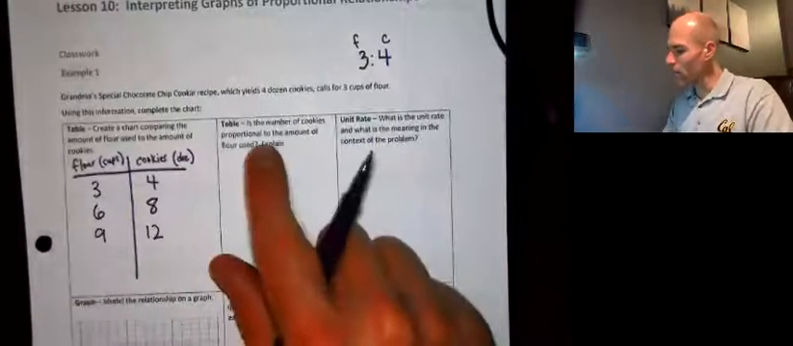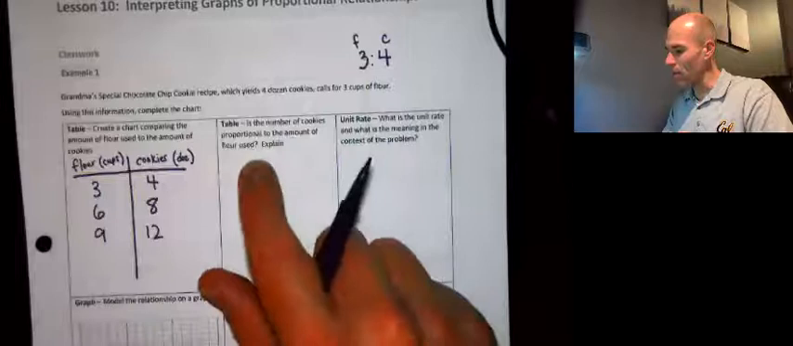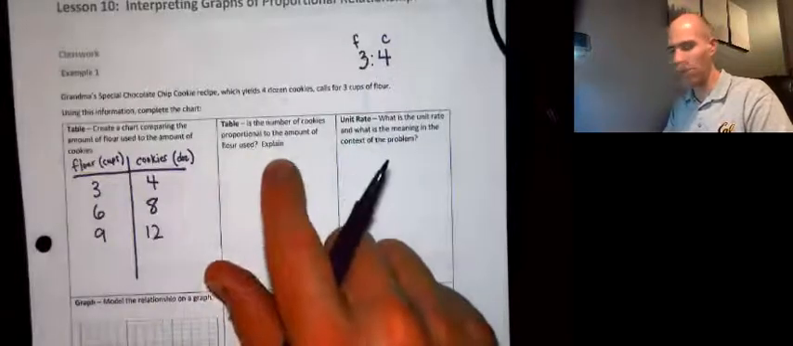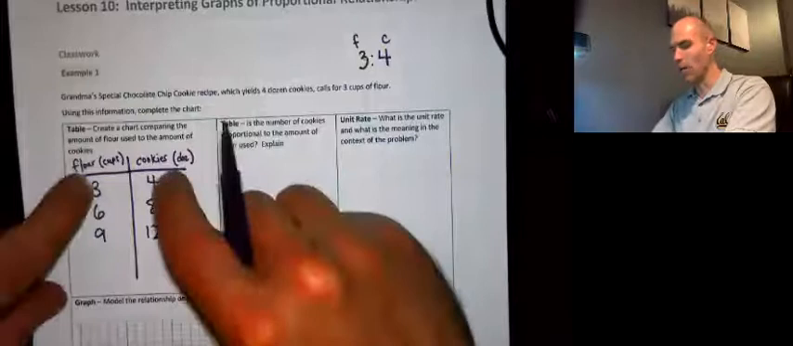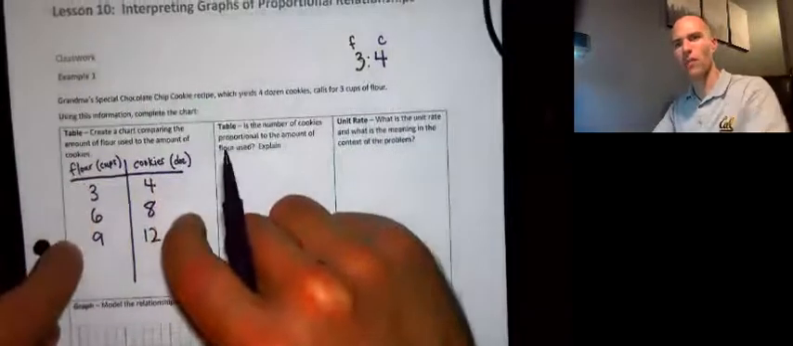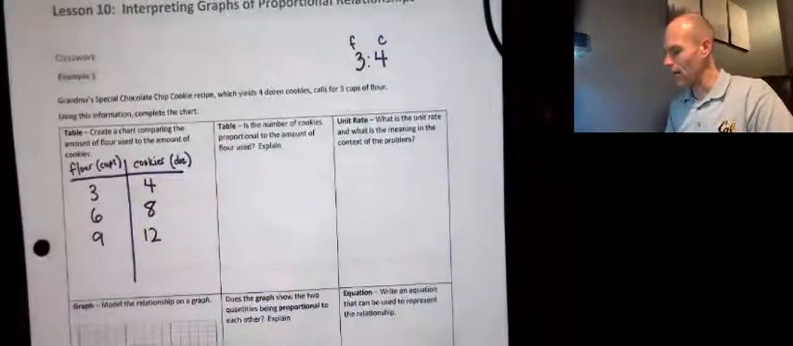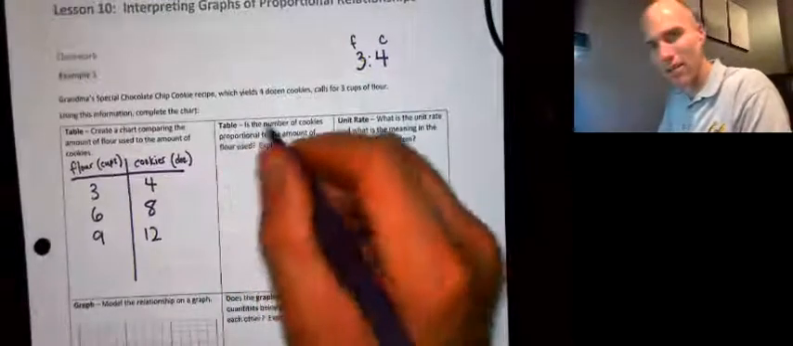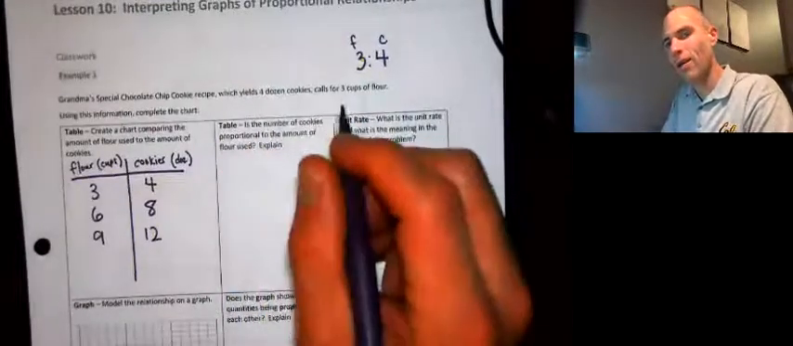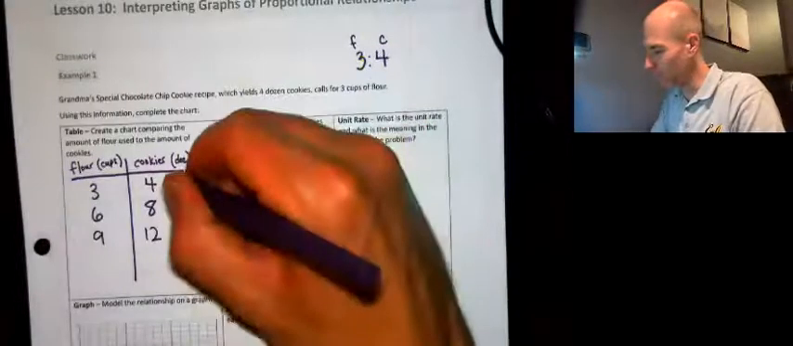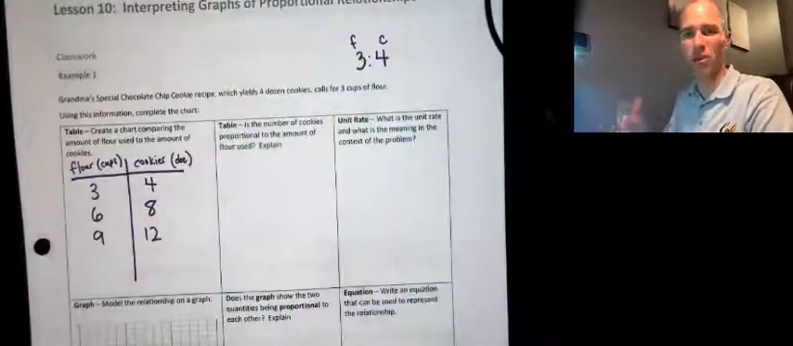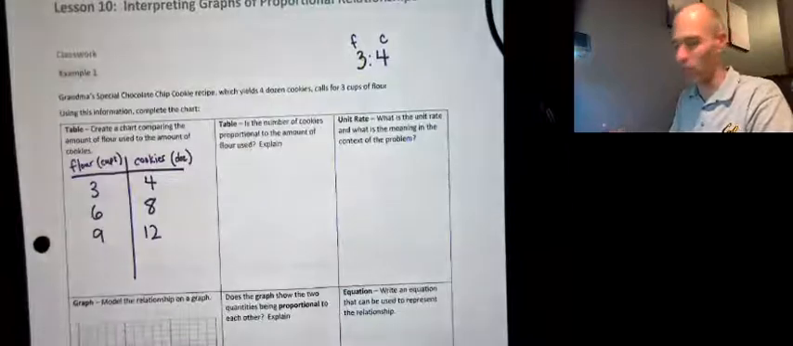So it says, is the number of cookies proportional to the amount of flour used? Explain. Well, we know it's proportional because we sort of built it in a proportional way, right? We built it so that the ratios along the column stay the same. But you know what? Let's go ahead and find a unit rate anyways, so that we can use it later. That information always comes in handy when we want to make graphs and equations.